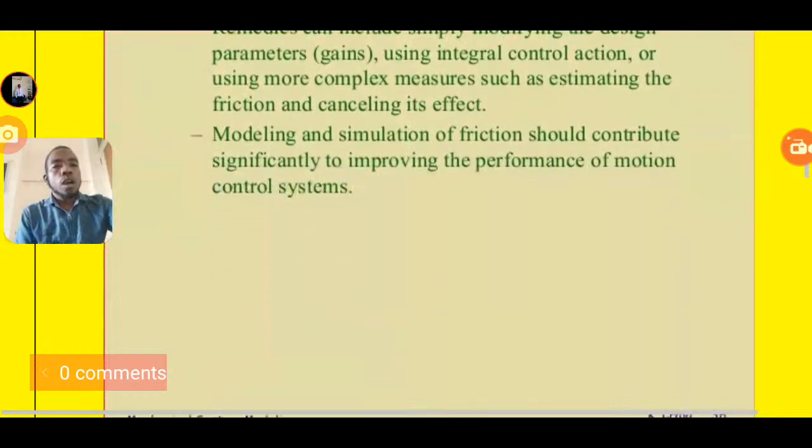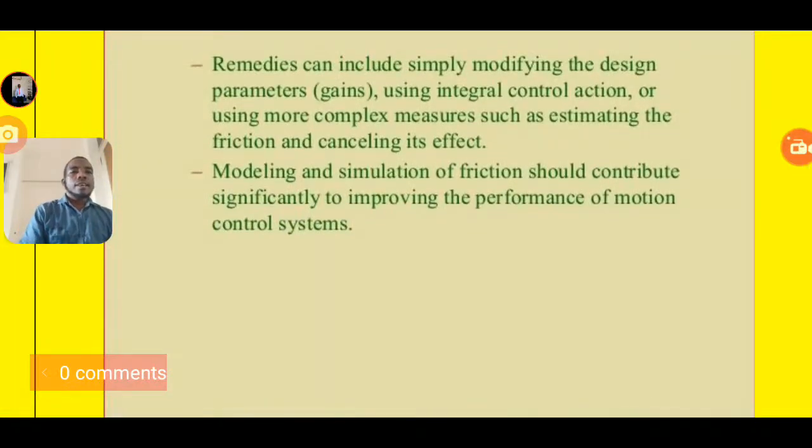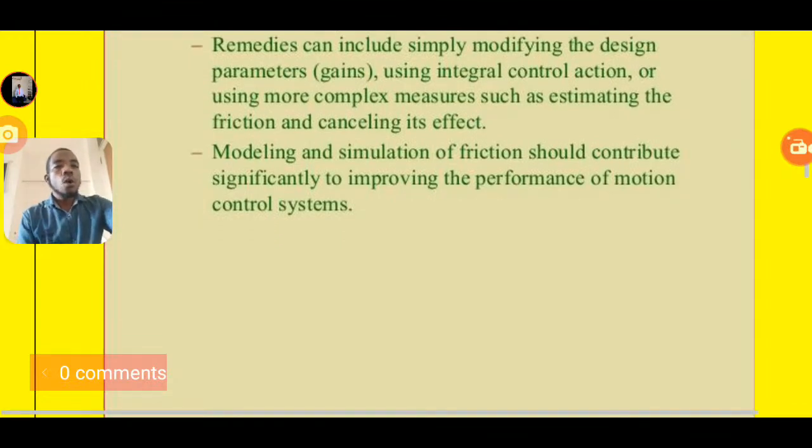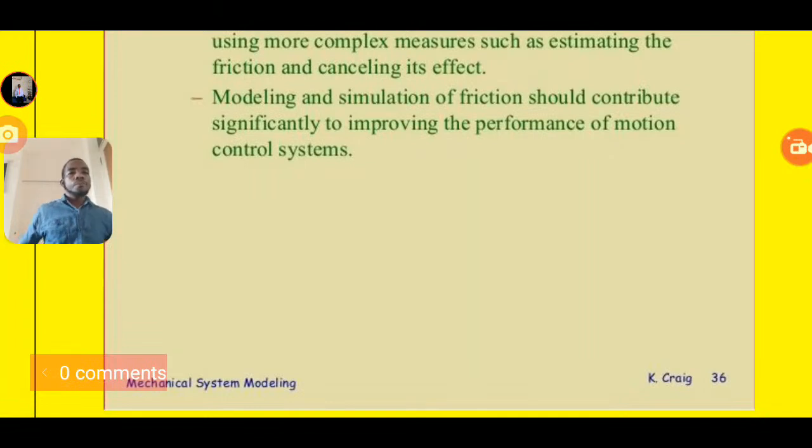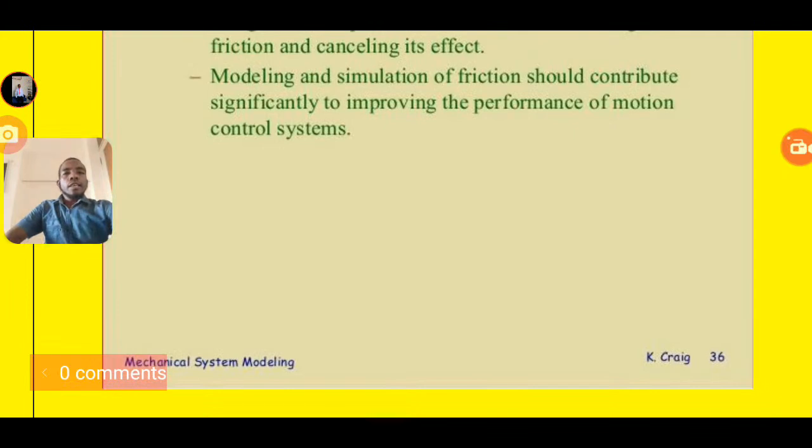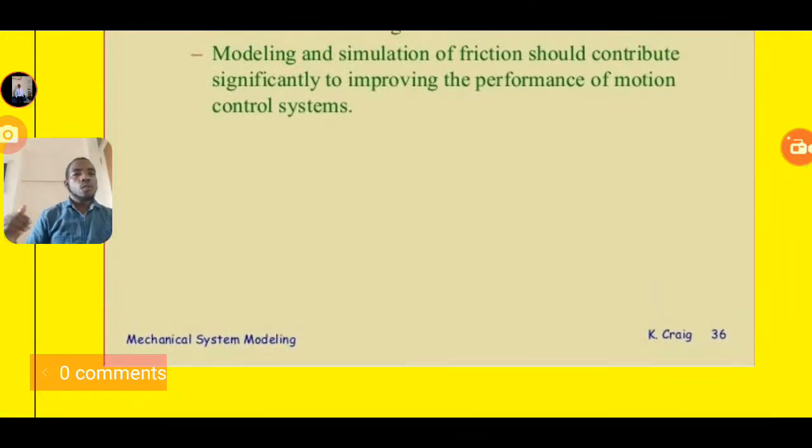So remedies can include simply modifying the design parameters, that means gains, using the integral control action, or using more complex measures such as estimating the friction and cancelling its effect. So modeling and simulation of friction should contribute significantly to improving the performance of the motion control system.